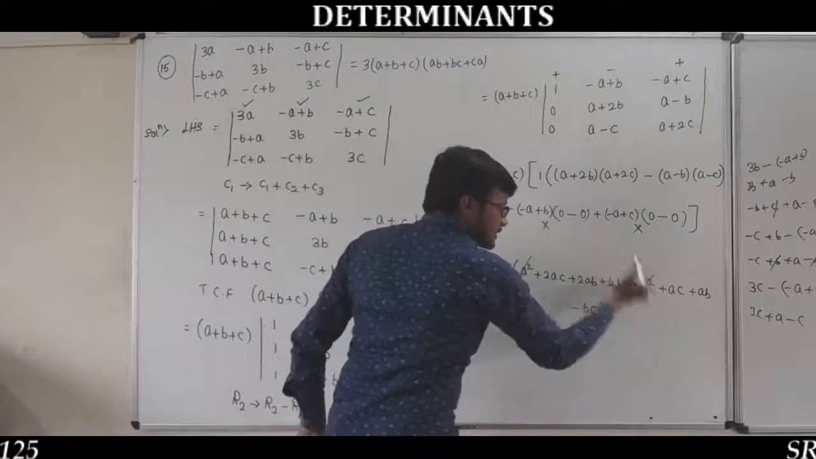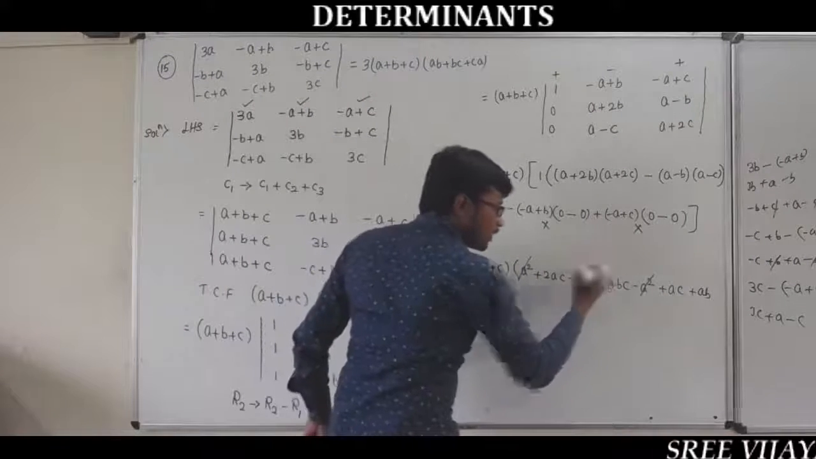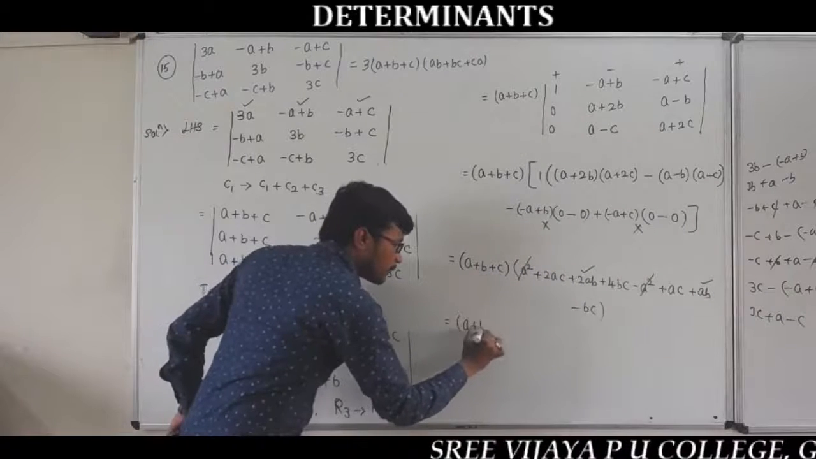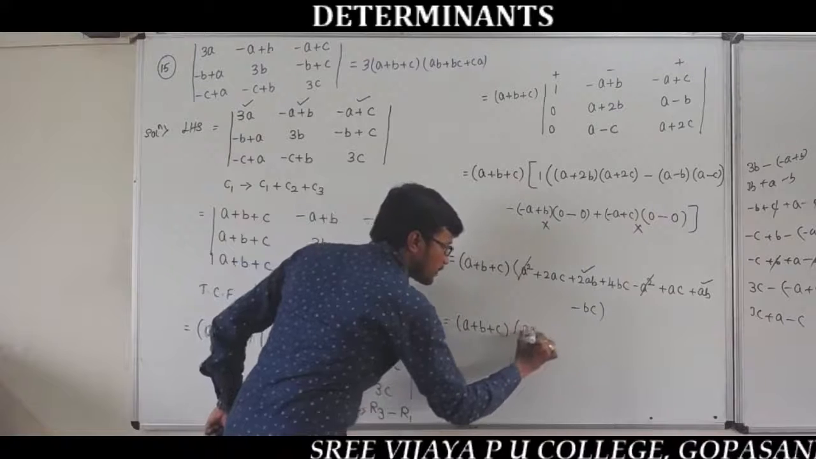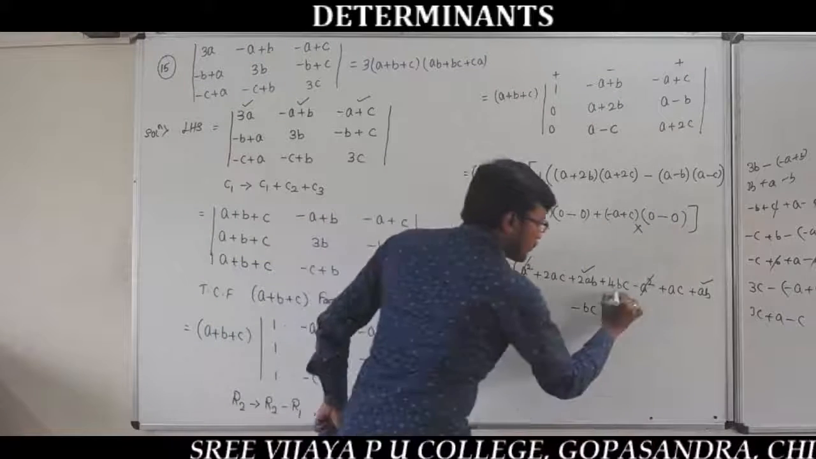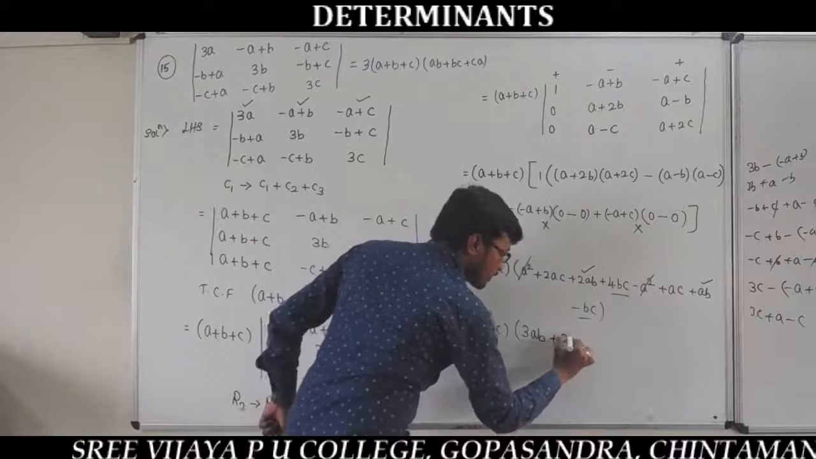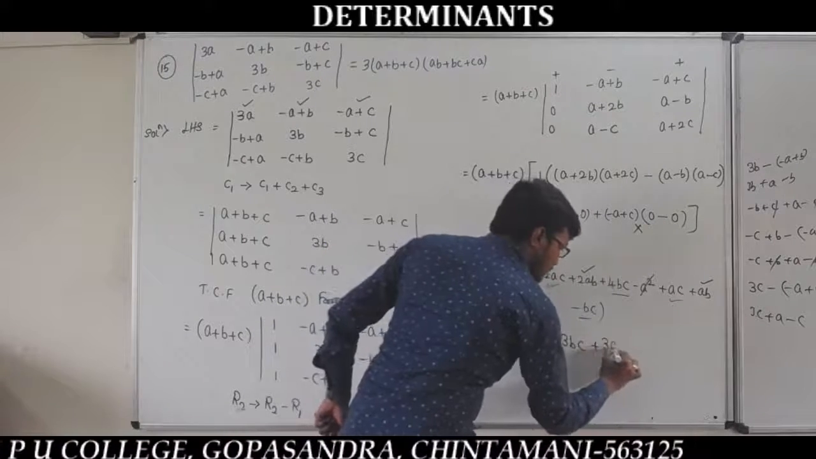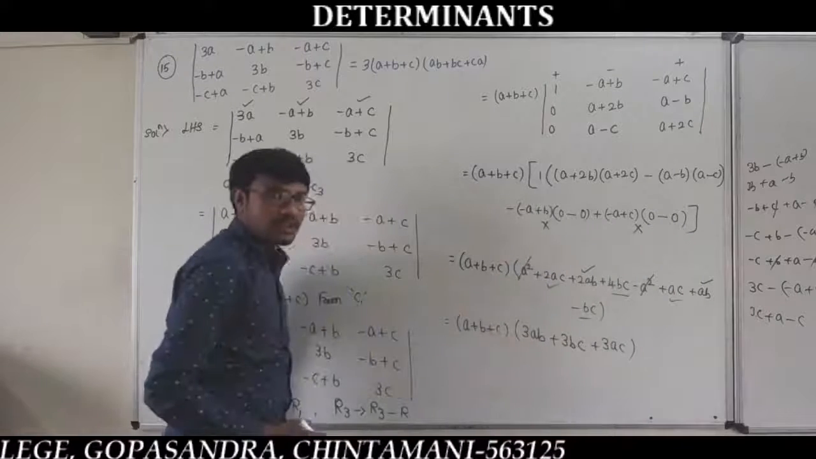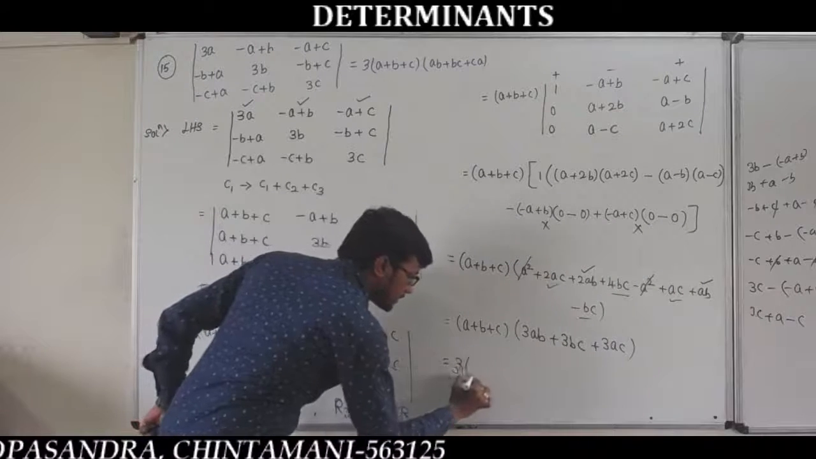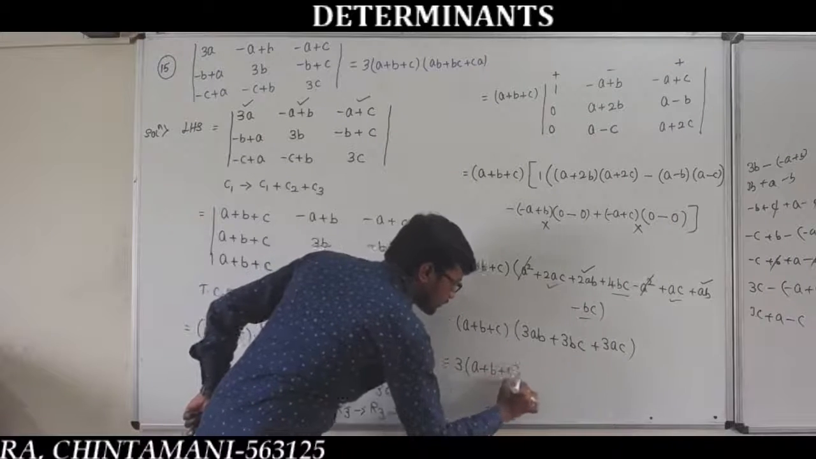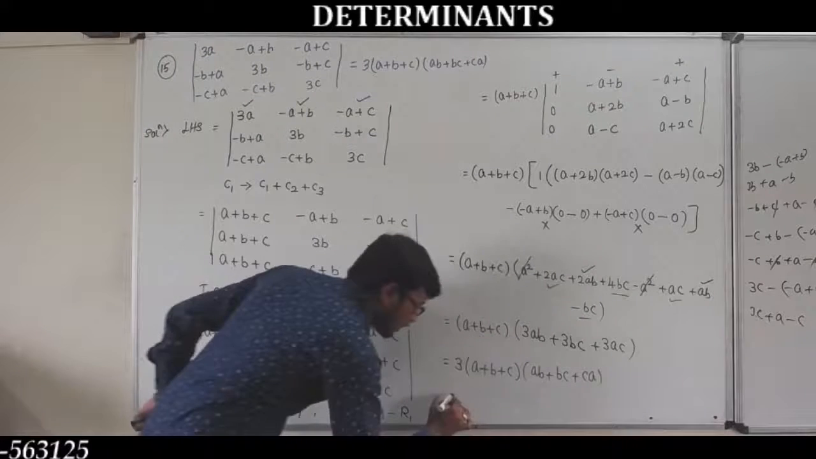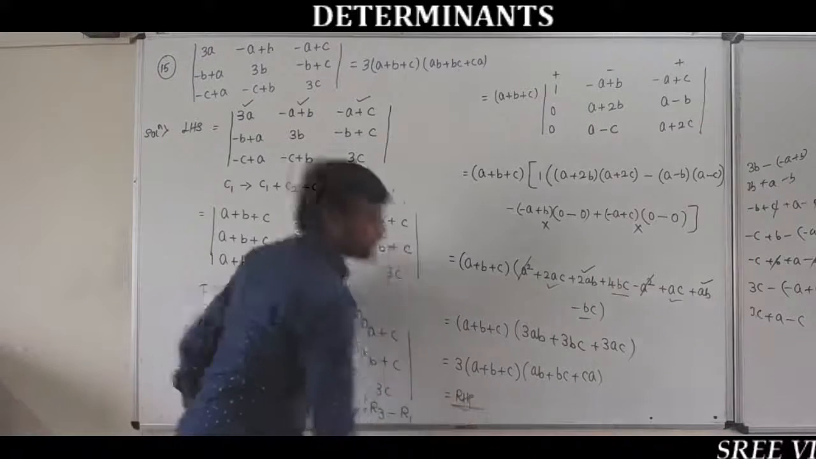Plus A square minus A square gets cancelled. 2AB plus AB, 3AB. That equals A plus B plus C into 3AB. Next, 4BC minus BC, 3 times BC. 2AC plus AC, so 3 times AC. So all the 3 terms have 3 as a common factor, right? If you take that 3 as a common, what is remaining? 3 times A plus B plus C into AB plus BC plus CA, or AC, both are same. So that should be the RHS.